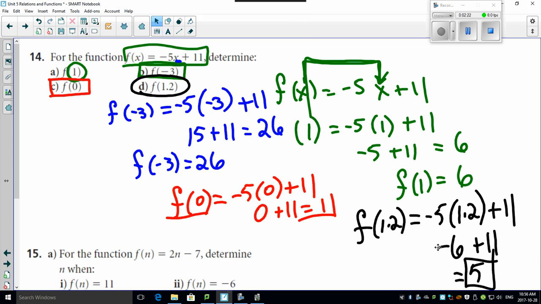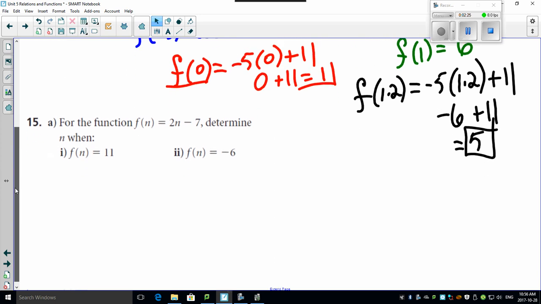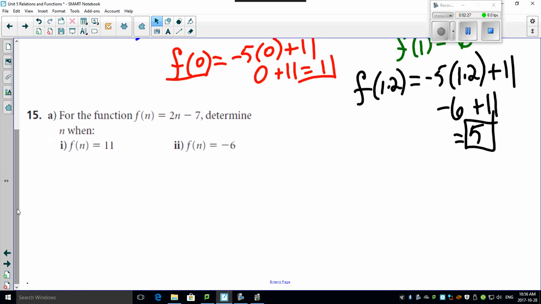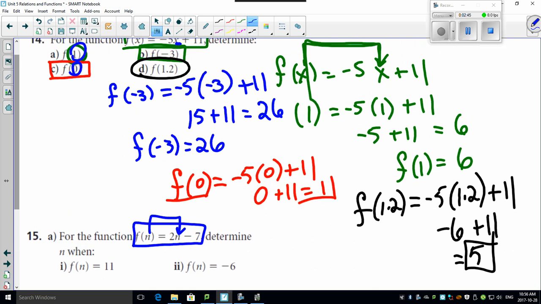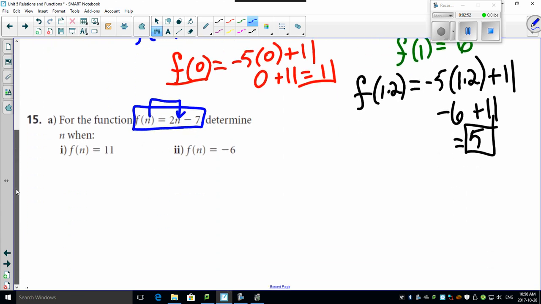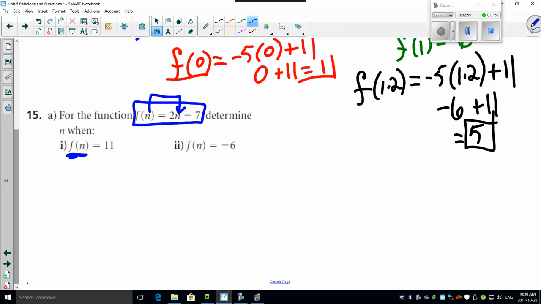Okay, so now let's look at the next style of question you may in fact get. The next style of question here is, given the function again, now we're not using f of x, we're using f of n. So notice that the n's are related again. Here's the difference. Notice before up here, I gave you the values in. So I'd say f of 1, f of 0, f of negative 3, f of 1.2. But down here, I'm telling you what the f of n equals.